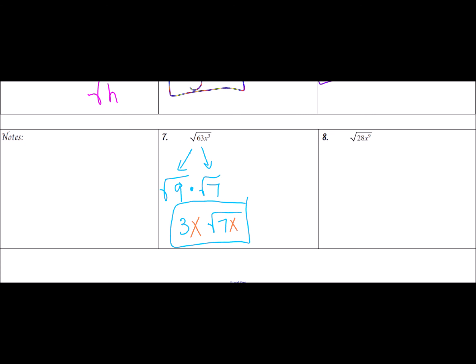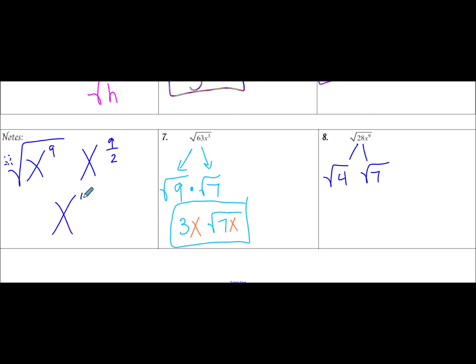What two numbers multiply to 28? 4 and 7. And notice we have x to the 9th. If we take the square root of that, remember there is an invisible 2, so this turns into x to the 9 over 2. So 2 goes into 9 a total of 4 times, but we're going to have a remainder. This is on the outside, so I'm going to finish this over here. So this becomes 2x to the 4th. This stays inside the radical, and 1x. And there we go. That's our answer.